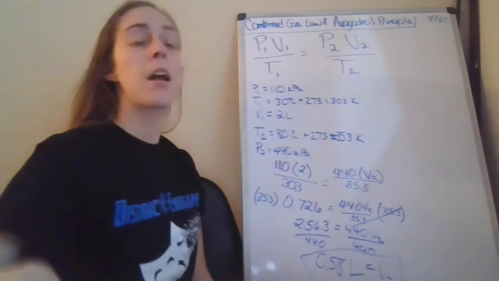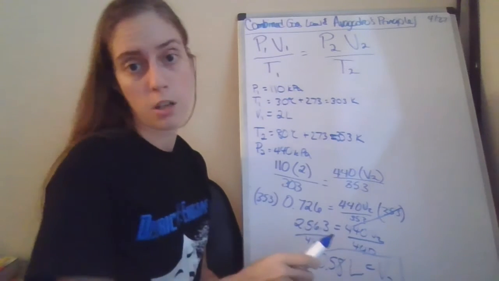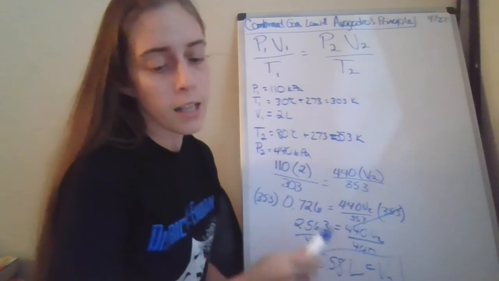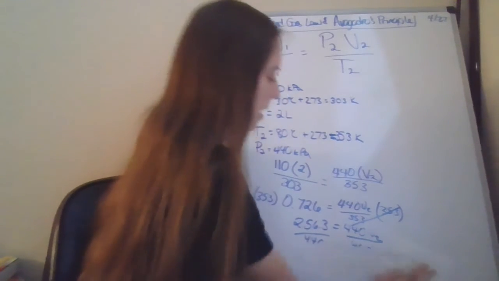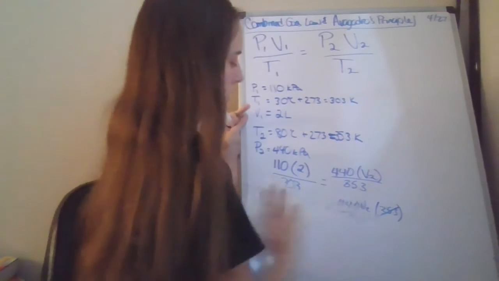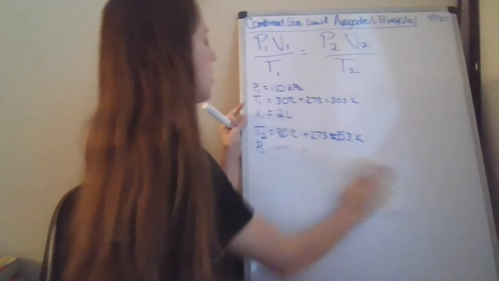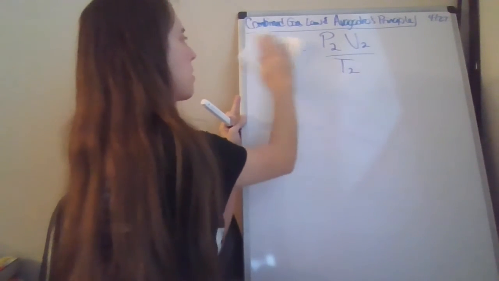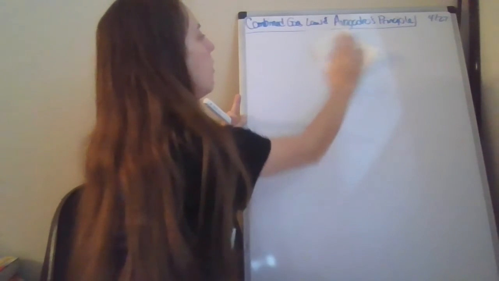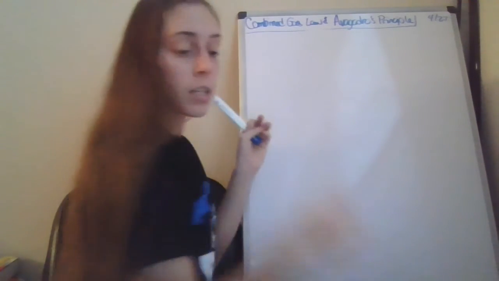So that's an example of how to use the combined gas law, and those are the first couple problems in your unit 5. Now let's talk about Avogadro's principle. Hopefully you remember him. He was the one who figured out the number of atoms in a mole. Okay, I will erase this because we are going to talk about other things that take up space.